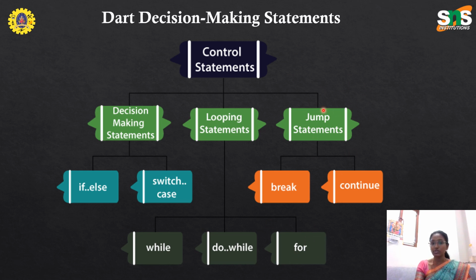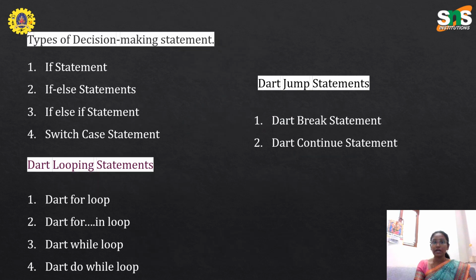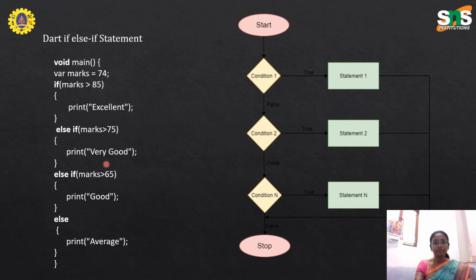That is called a switch also. It will be the same through the switch case also. Okay, the next one is I'm giving the types of decision making statements, types of looping statements, and types of jumping statements. Okay, here I'm giving the syntax with the flowchart of the if else if statements.